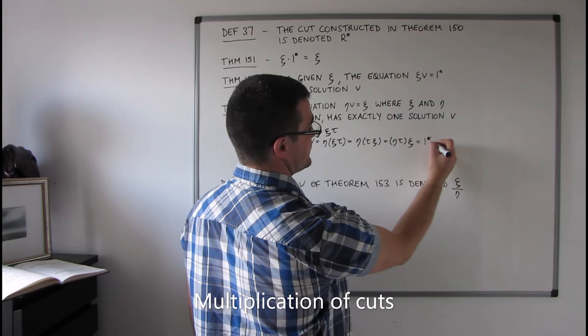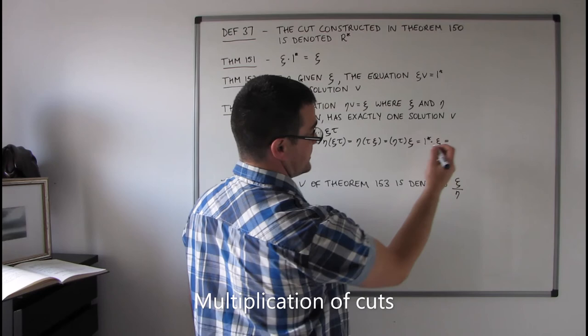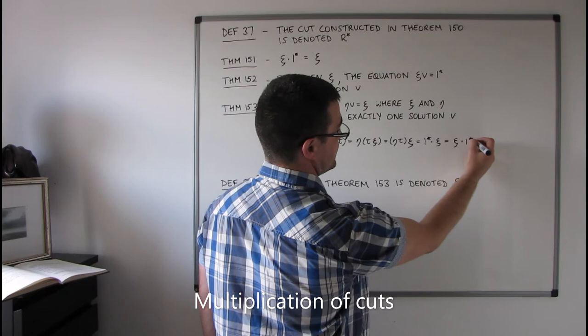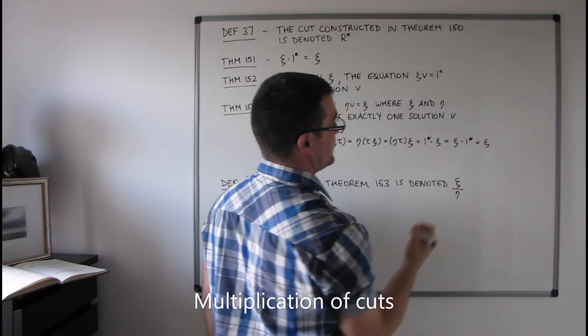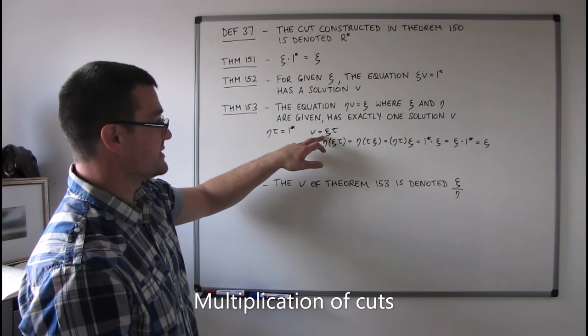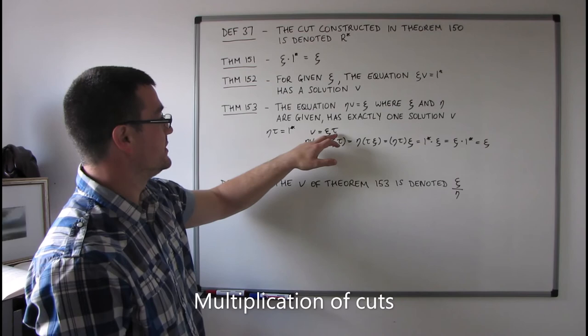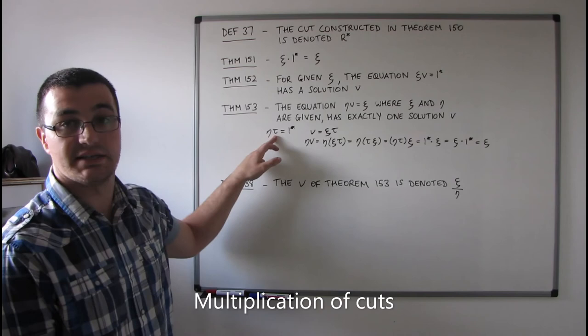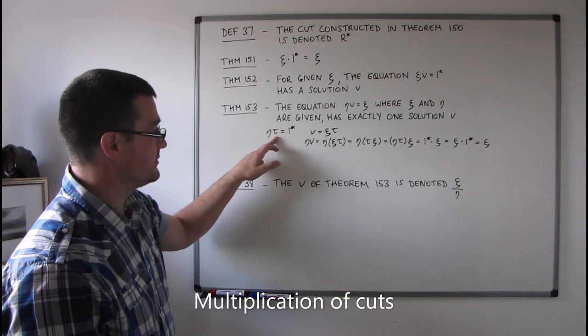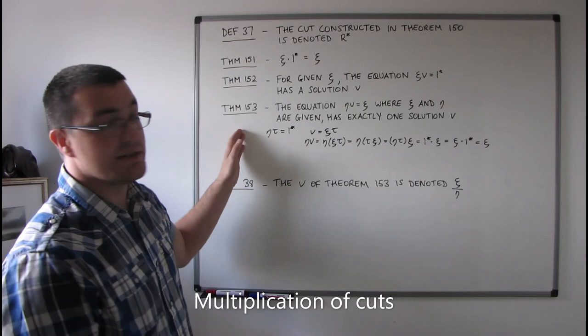So it's 1 star times xi, which is, again using commutativity, xi times 1 star, and then using theorem 151, we just get xi. So therefore, the solution that we're looking for is this xi tau, or tau xi, whichever way around you want to write it, where tau is the solution to this equation here. In a way, the reciprocal of eta, if you want to think about it that way. And that was much easier than the case with addition, much, much easier.